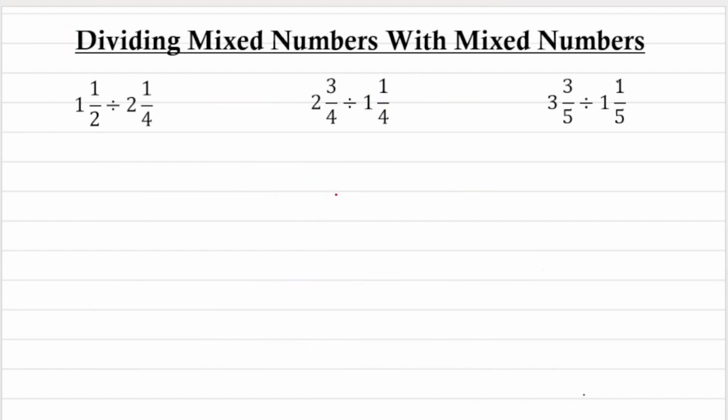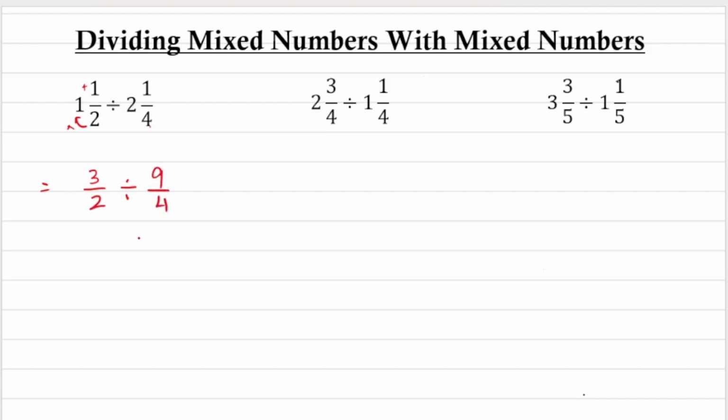And the last category of questions will be dividing mixed numbers with mixed numbers, when both the quantities are mixed fractions. So change these mixed numbers to improper fractions. 2 times 1 is 2 plus 1 is 3. Okay, so multiply these two and add 1. 2 times 1 is 2 plus 1 is 3, 3 halves, divided by 4 times 2 is 8, 8 plus 1 is 9, 9 fourths.